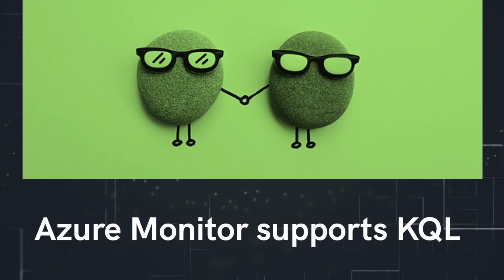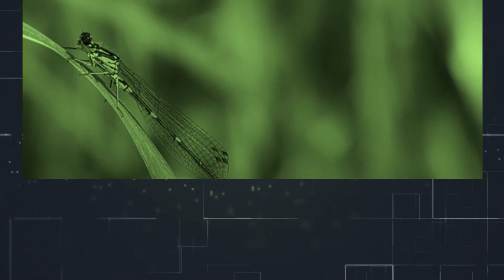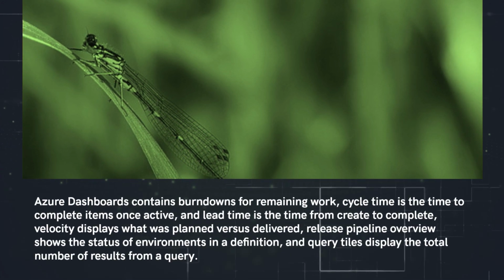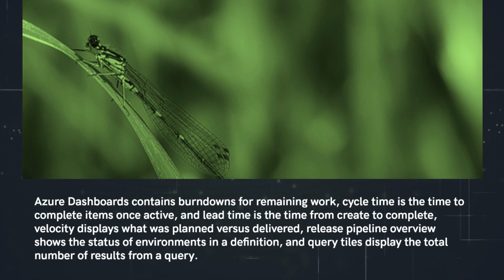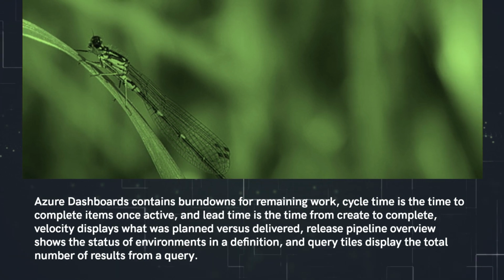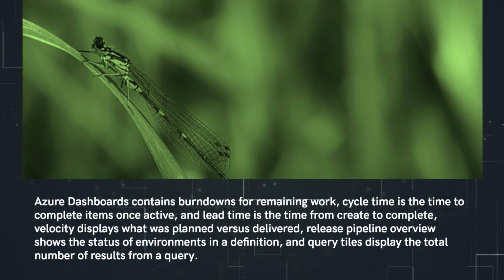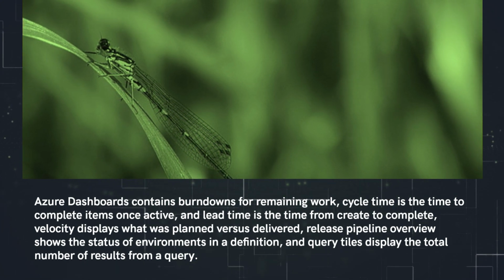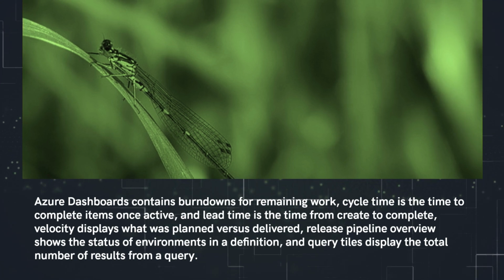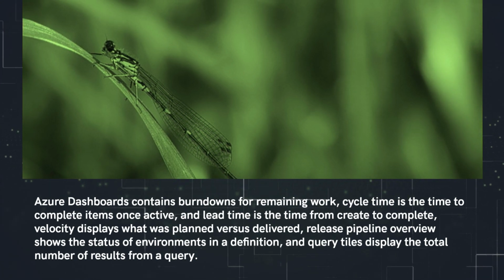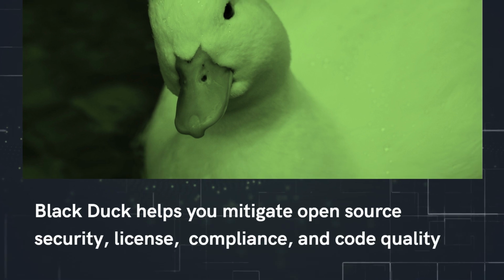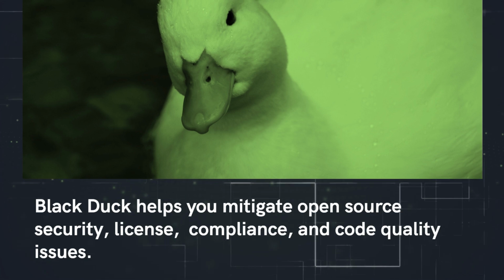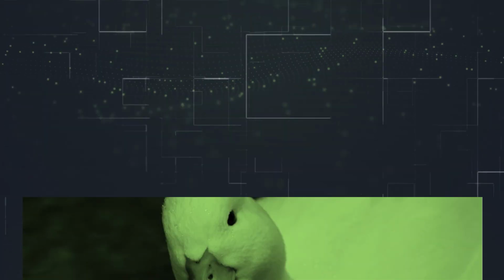Azure Monitor supports KQL. Azure Dashboards contain burndowns for remaining work. Cycle time is the time to complete items once active, and lead time is the time from create to complete. Velocity displays what was planned versus delivered. Release pipeline overview shows the status of environments in a definition, and query tiles display the total number of results from a query. Black Duck helps you mitigate open source security, license, compliance, and code quality issues.